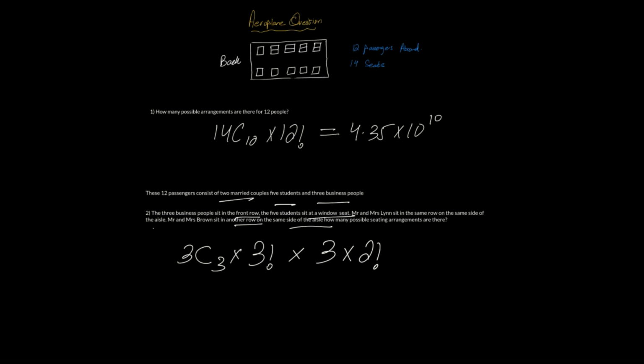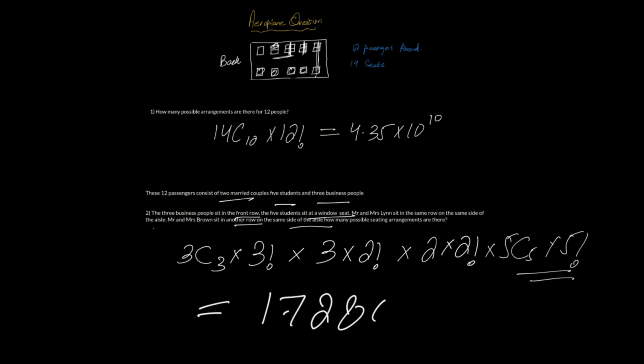Now Mr. and Mrs. Brown sit in another row. Suppose these 3 seats are being filled, and Mr. and Mrs. Lin sit here, so Mr. and Mrs. Brown can sit in any one of these 2 seats. So they sit in any of the 2 seats, and they can also sit in 2 factorial ways. Now they've occupied, for example, this seat. So that leaves us with 1, 2, 3, 4, 5 window seats. So only 5 window seats are left. So 5 into 5 factorial, because the 5 students sit in 5 window seats. This question is probably the most tricky question in the math syllabus, and the answer is 17280.